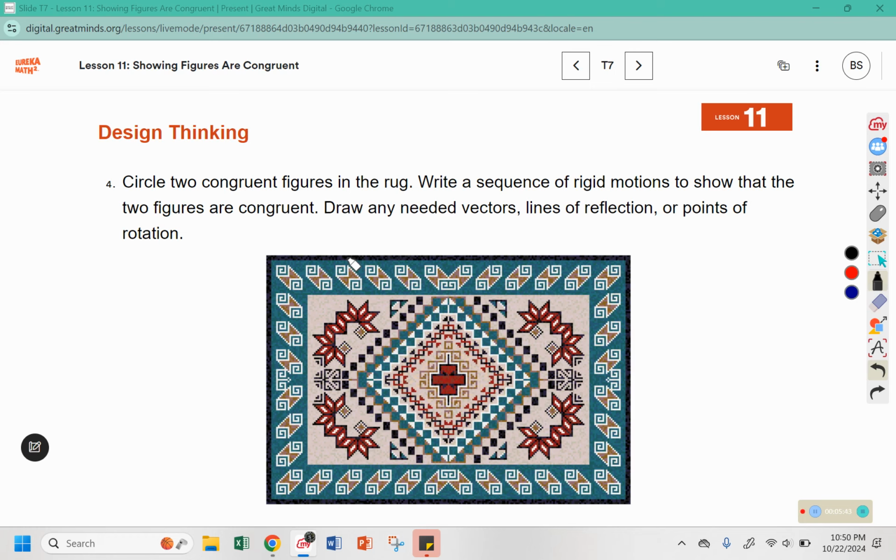So these sections are the same. You could draw in a vector that would connect for a translation. You could also show that these two are the same, and this would be a reflection across a vertical line through the center. There are several other congruent figures in this textile that you could circle and describe the sequence of rigid motions that would map them to each other.